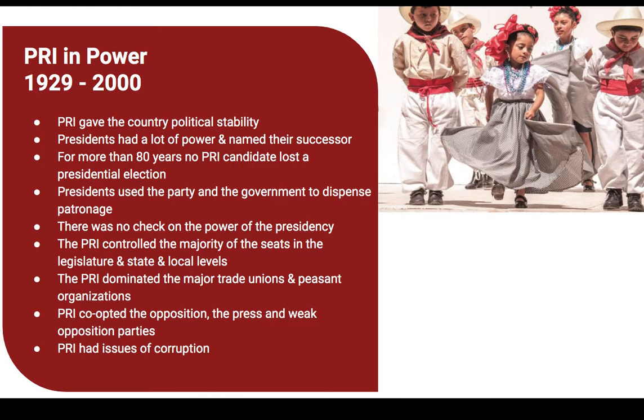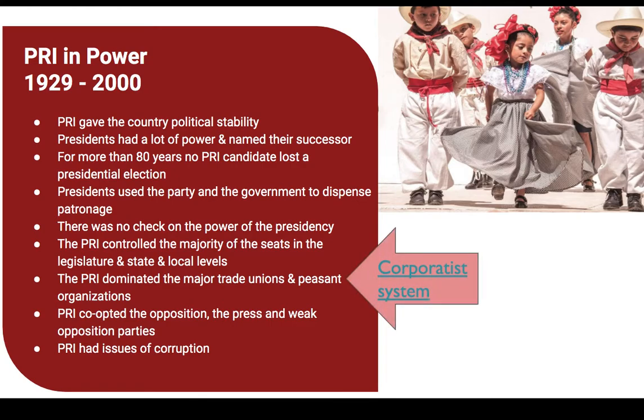But in order to do that, they didn't have a lot of power for anyone other than the president. The party itself did not share power with anyone else. And the party used its power to keep the opposition at bay. And frequently that meant they gave out government contracts and things like that in a way that would get people to be their friends.